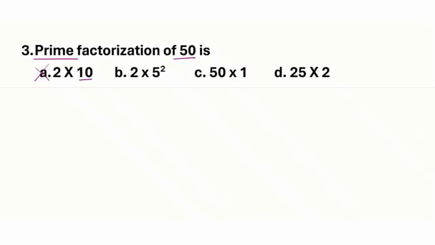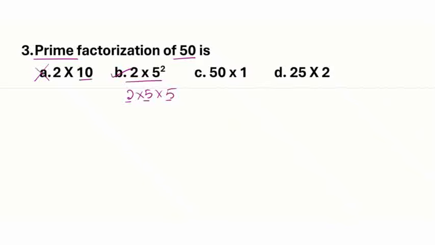Second one, 2 into 5 square. Let me expand this. So what do you get? 2 into 5 into 5. So 2 and 5, these are prime numbers. Now I'm multiplying. 2 5s are 10, 10 5s are 50. Does this satisfy the prime factorization for 50? Therefore, option B.